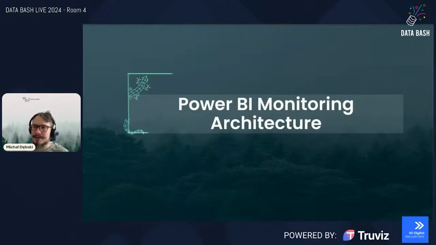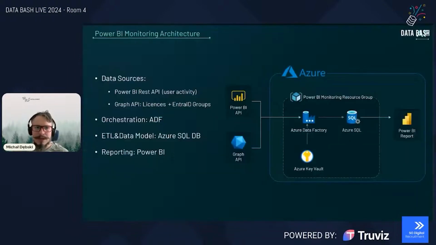Okay, so after this introduction, let's move to the architecture of the solution that you can build. This is, of course, just an example of one of the possible architectures. Let's start with the data sources. The first and most important data source is the Power BI REST API. From the Power BI REST API, you can get basically two categories of information. The first one is the user's activities. So you can get all the information about the user's activities: who entered which report, who downloaded the report, who modified it, etc. And also the metadata of the objects.